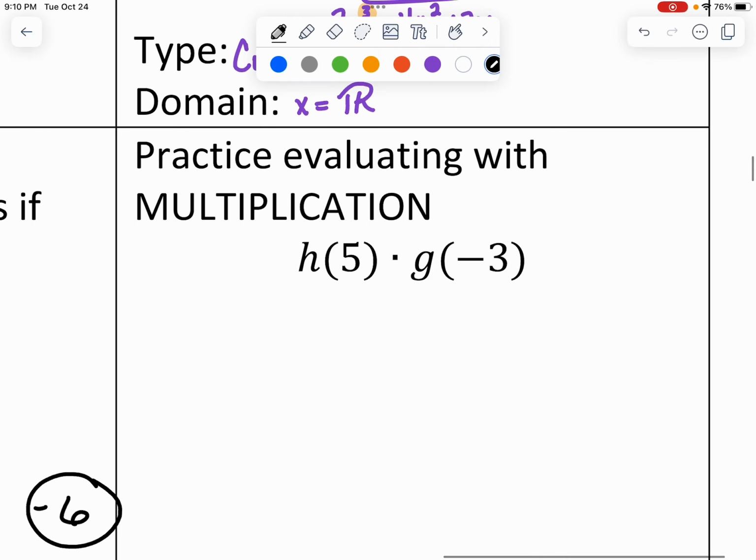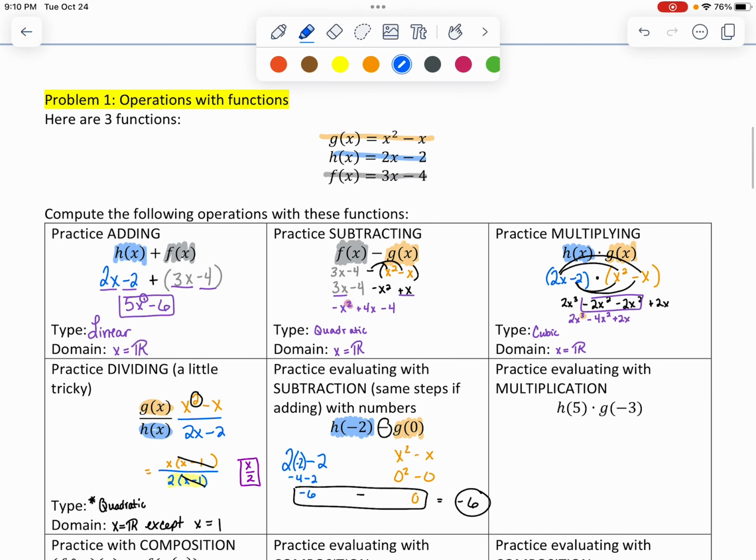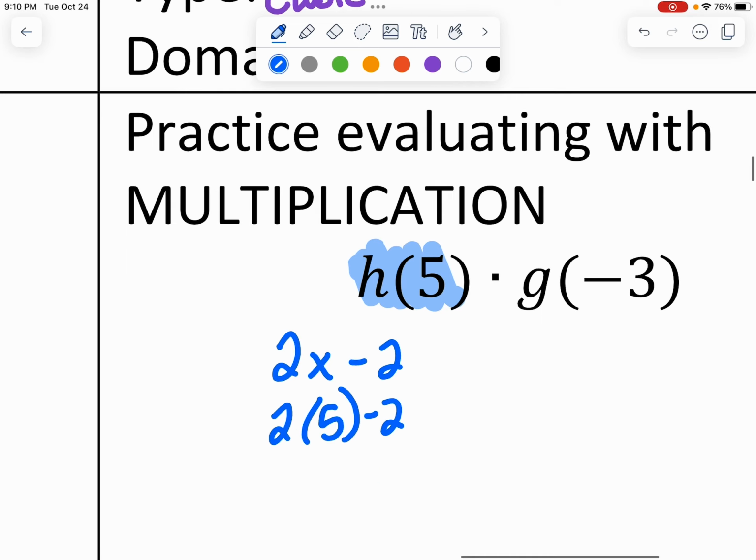Now multiply. Do you have the h equation memorized? No. Okay, 2x minus 2. So 2x minus 2 is 2 times 5 minus 2, which is 10 minus 2, 8. Now we have a times symbol.